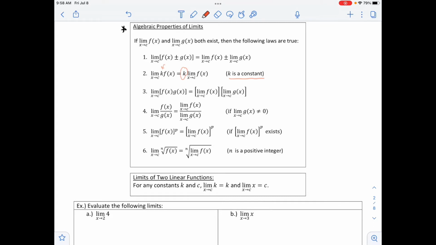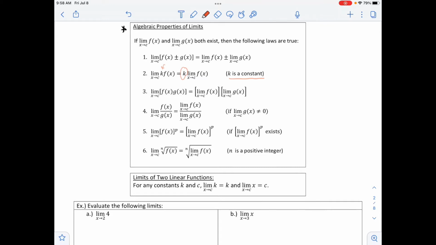3 says the limit as x approaches c of f of x times g of x, you could take the limit of each of those functions independently and then multiply them together. And similarly for 4, but dividing. So the limit as x approaches c of f of x over g of x, you can take the limit of f of x independently and then the limit of g of x.